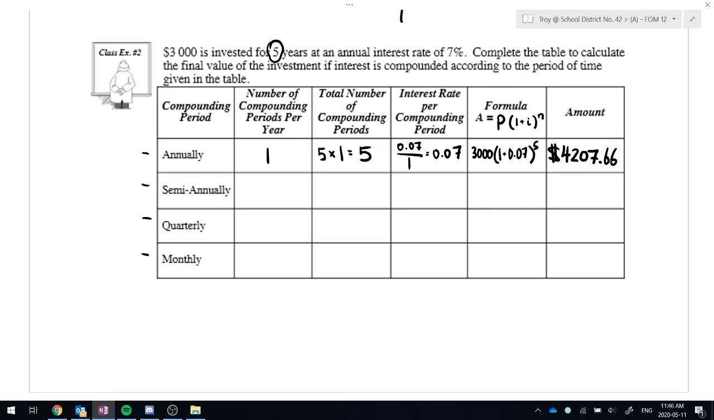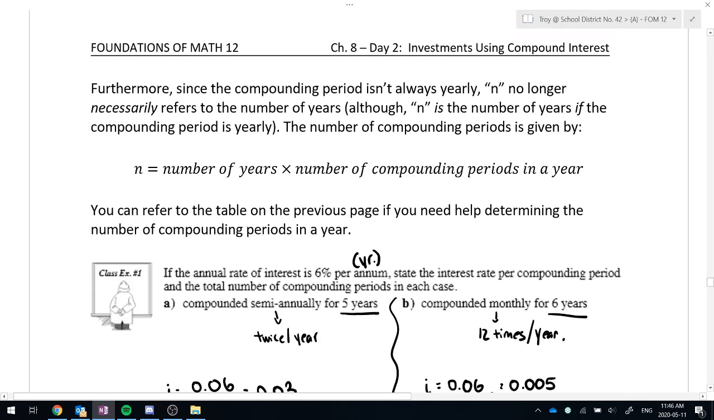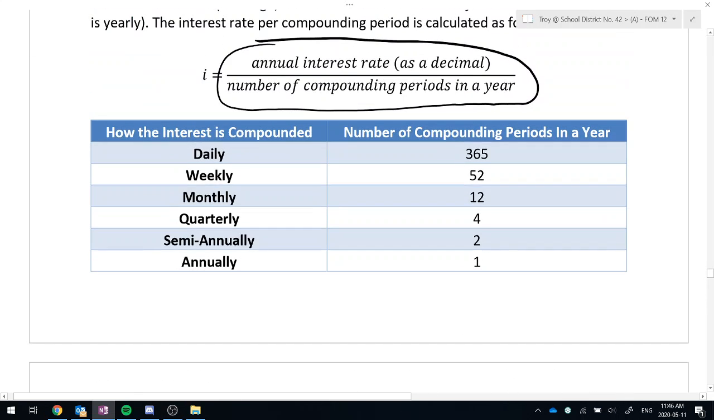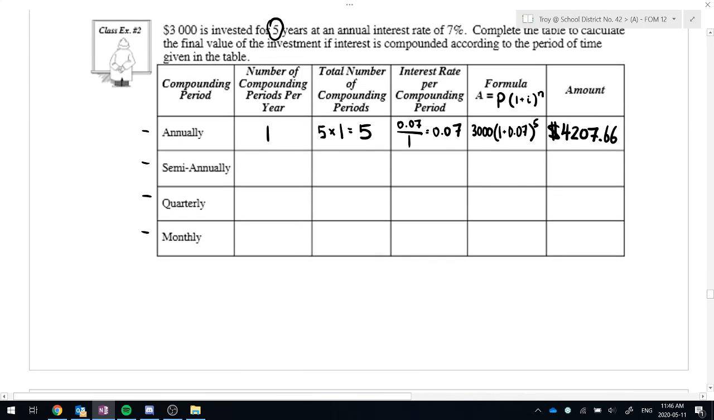So now let's do something that's new. Let's deal with the things we've just learned in this section. So semi-annually, that's twice a year. Again, if you're unsure, you can come and take a look at this table I made for you. So semi-annually is 2. Okay.